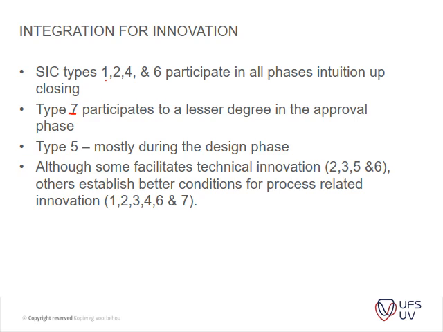And then you've got type 5, which is your design integration team, mostly during the design phase of your project. Then the chapter just closes off, although some facilitate technical innovation, which is types 2, 3, 5, and 6. Others establish better conditions for process-related innovation. So please have a look at this. This is actually on page 57 and it goes to page 58 where this is stated. So please have a look at pages 53, 54, 55, 56 and 57 for what all of these champions include.